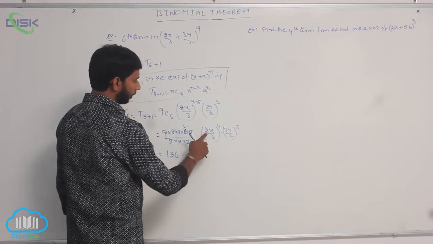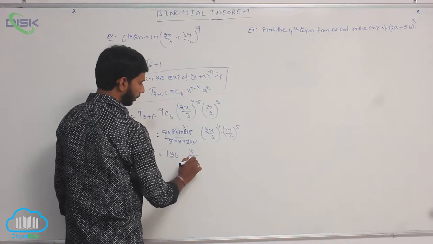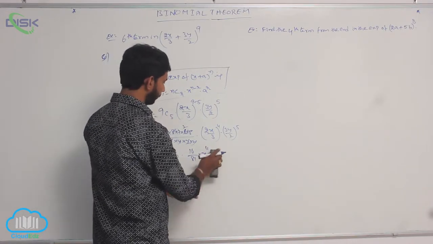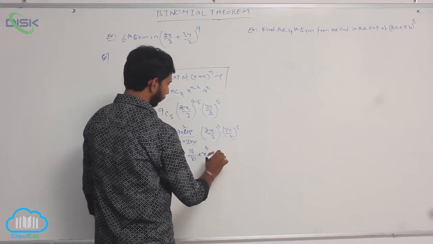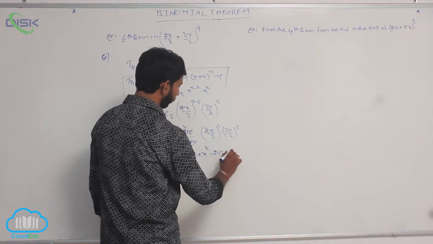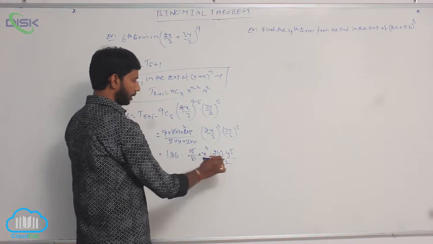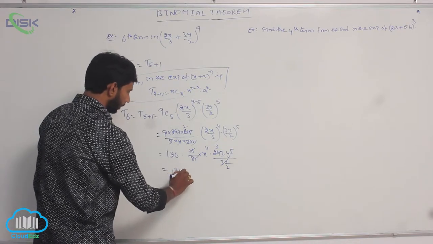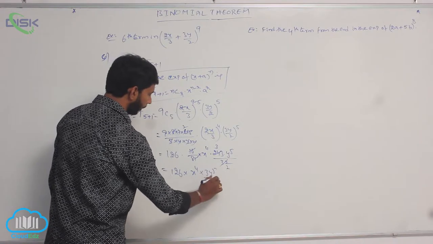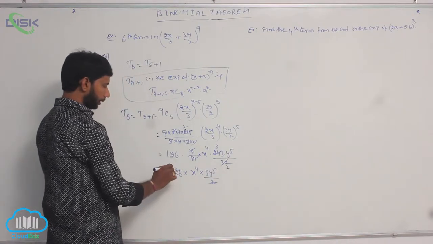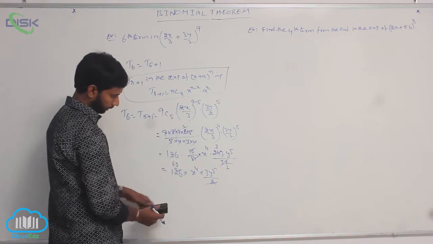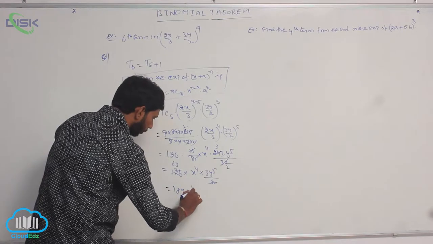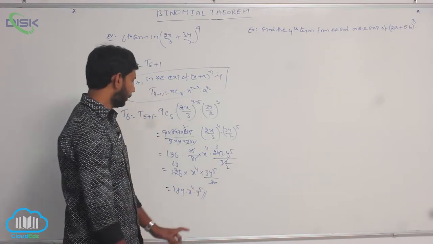126 into 16 by 3^4, that is 81, into x^4, into 3^5, that is 243, into y^5 by 32. Here 16 2 times cancel, 3 times is equal to 126 into x^4 into 3y^5 by 2. Here 2 gets cancelled in 63 times, 63 into 3 is 189. So 189 into x^4 into y^5.